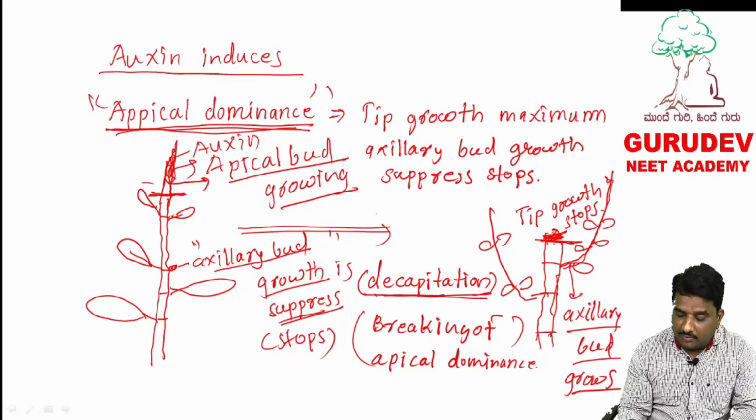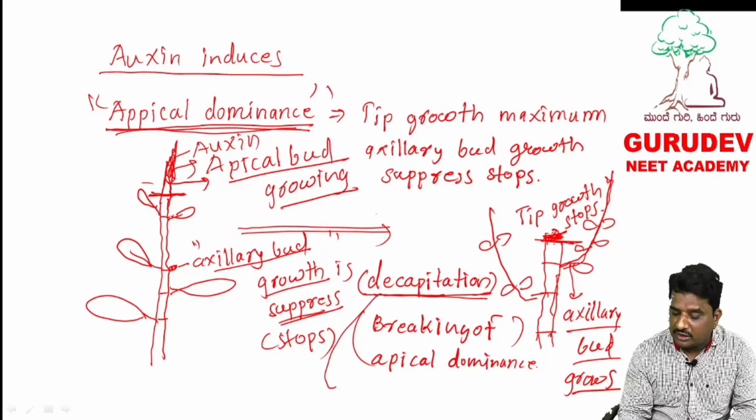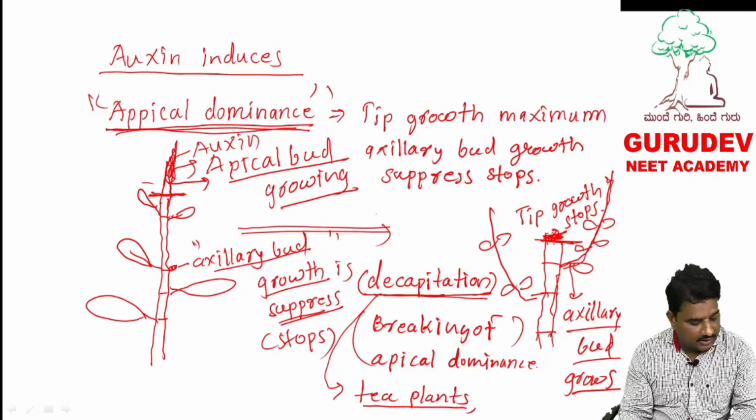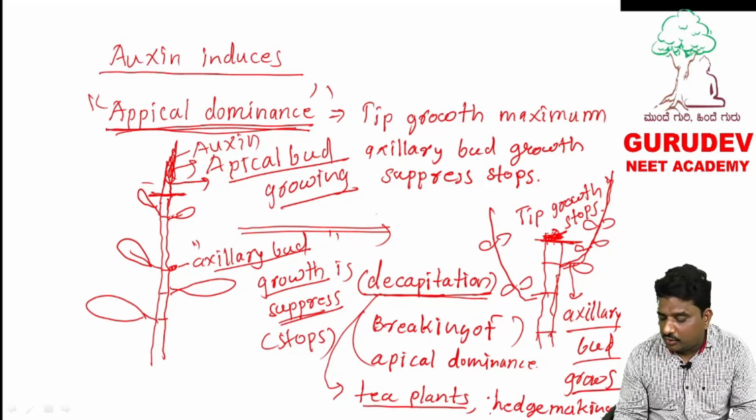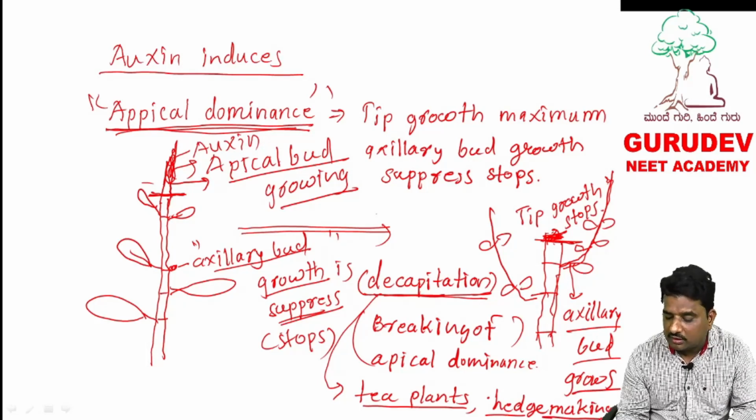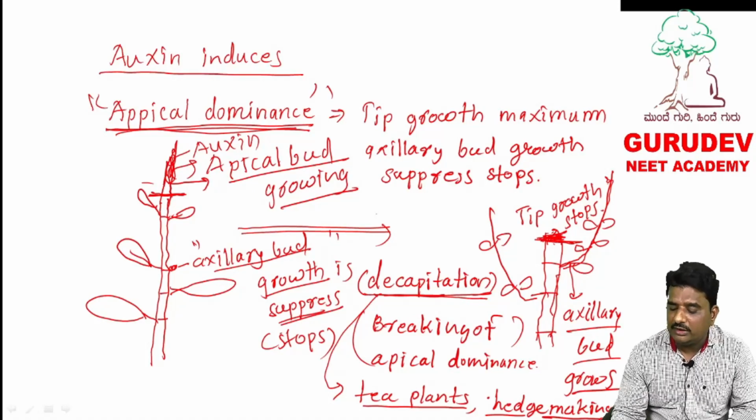It is widely applicable in which plants? Decapitation is applicable in tea plants. The tip of the plant is cut there. This is a hedge making process. In tea plants, you have observed that workers are cutting the tips of the tea plant.